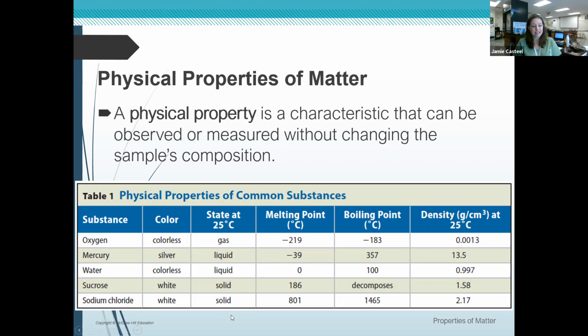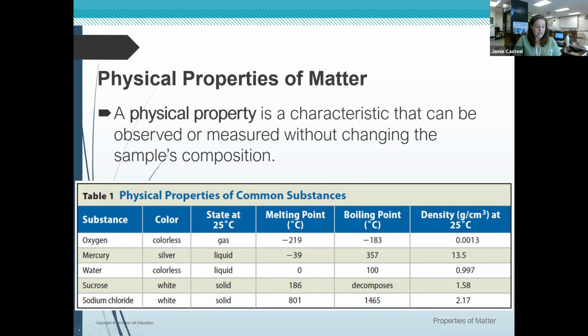So you can see here all of this stuff tells us these common properties of substances you're used to. So mercury, what used to be in thermometers, water, clearly we know what that is. Notice this is why we have Celsius, it's 0 to 100. It's always a liquid between 0 and 100. And sucrose, that's just table sugar, white, solid, melts at 186, a little lower, we'll go over that, but it decomposes before it's going to boil. So that's kind of interesting. And it has a lower density than salt.